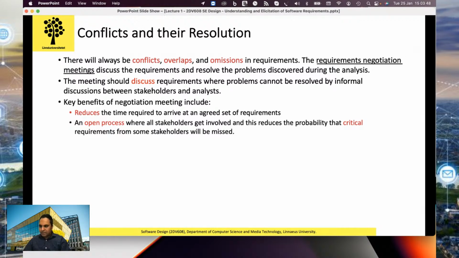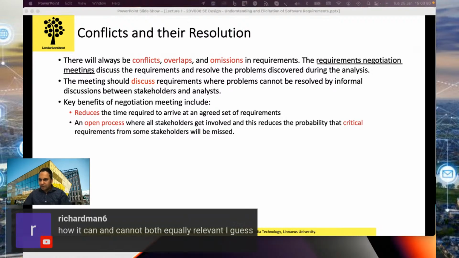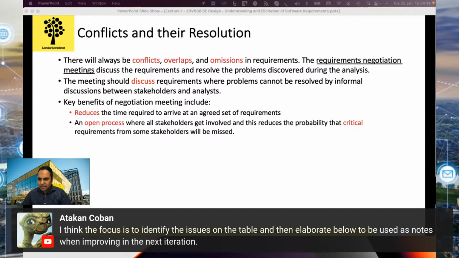I could not relate this question to which content, how it can and cannot both be equally relevant. I think there was a misunderstanding. Then there was another comment.